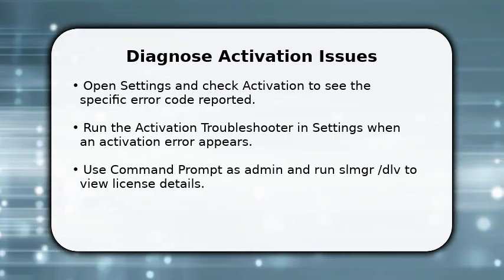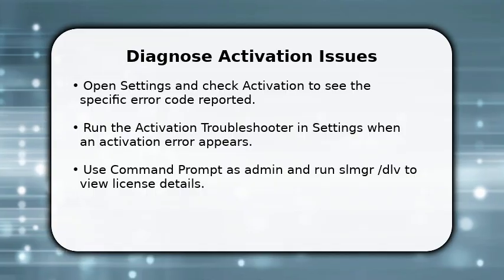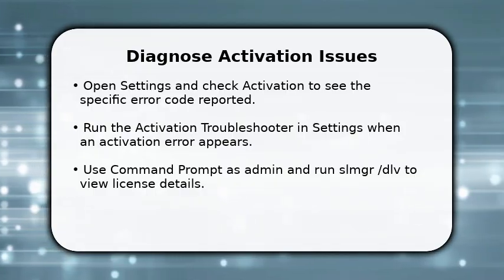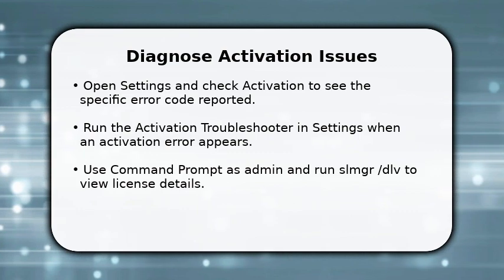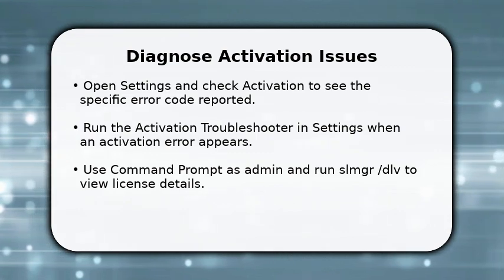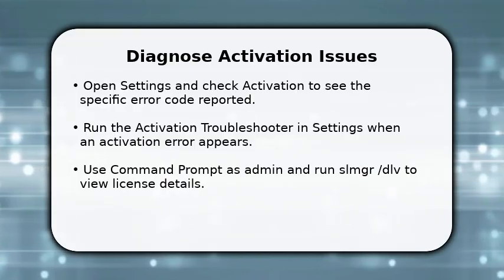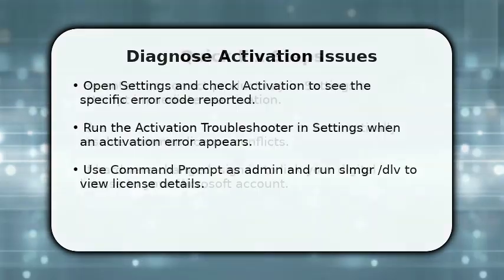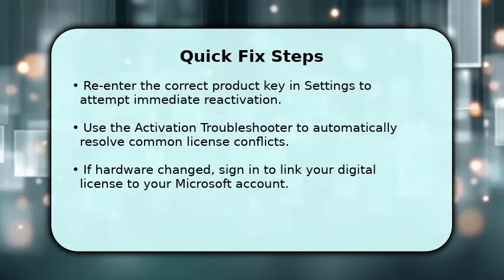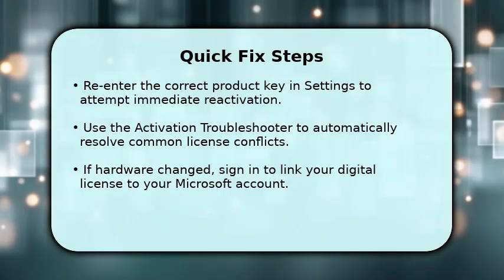Connect to the internet over a stable network and then run the activation troubleshooter in settings when an activation error appears. For deeper details, use command prompt as admin and run slmgr /dlv to view license details. Re-enter the correct product key in settings to attempt immediate reactivation.